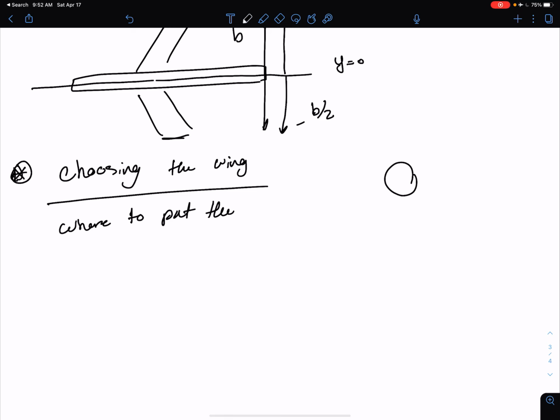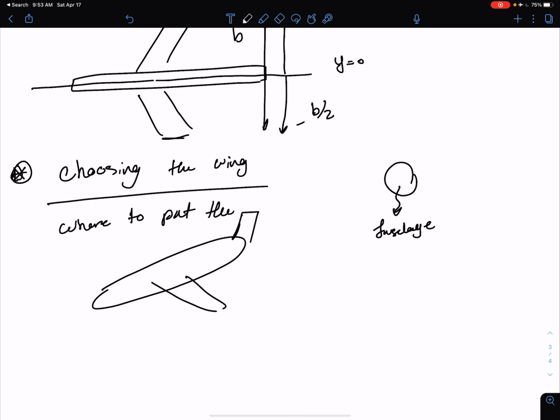Let's have a front view of an airplane. So this is your fuselage. And again, if you have a side view, this is going to be your fuselage, your wings, your tail, or whatever. You're looking at this from this point of view. So this is a front view. You want to have a front view of the wing. Where you put your wing is very important.